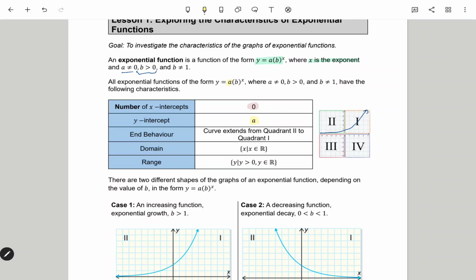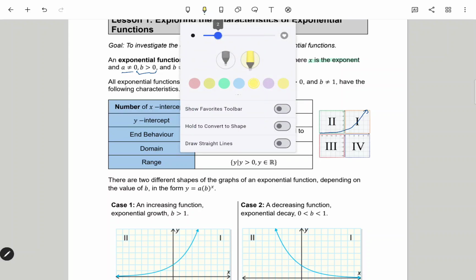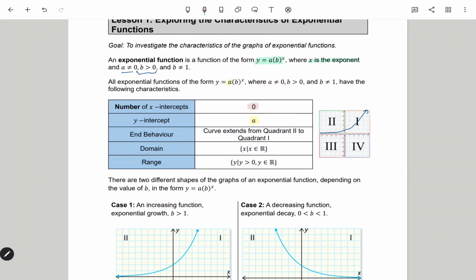And behavior is just asking, where does our graph start and where does it end? Exponential graphs always start in quadrant 2 and end in quadrant 1. Doesn't matter if we're growing or if we're decaying. So even a decay starts in quadrant 2, ends in quadrant 1.